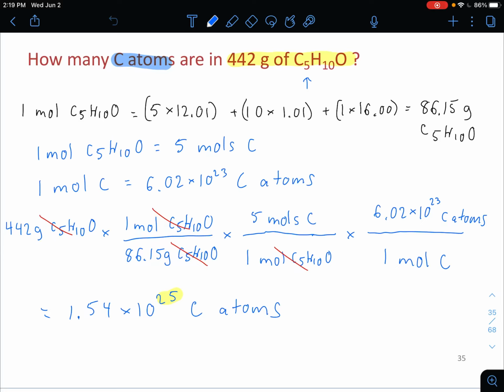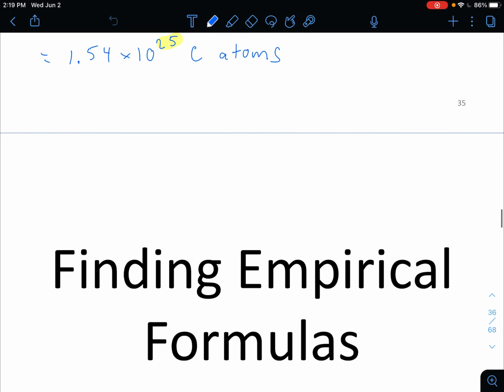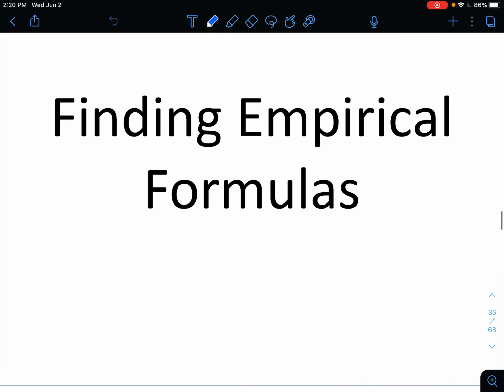Okay, so we're continuing on with the first set of chapter 3 and 4 slides. I think we just finished up with slide number 35 last time. So in this video, we're going to talk about how to go from percent composition to the empirical formula, and also how to correctly approach the balancing of equations.